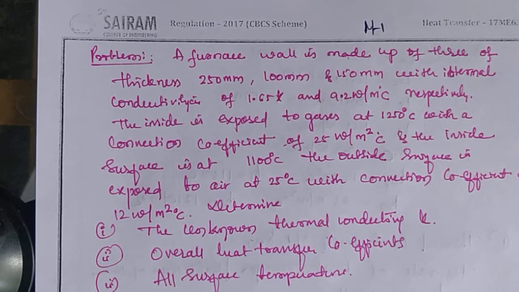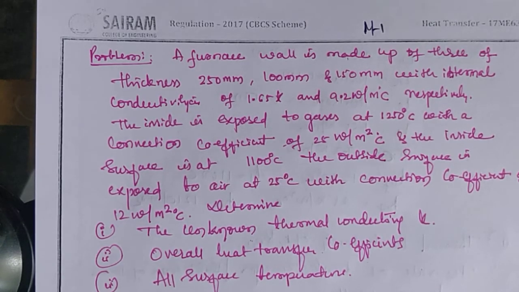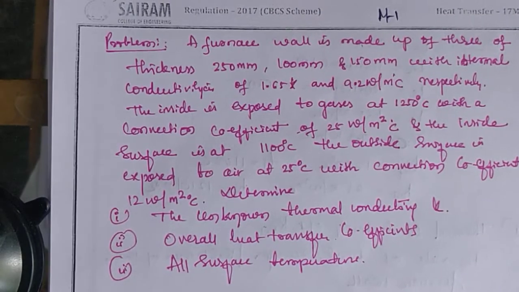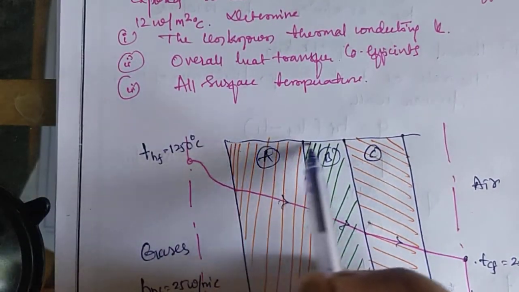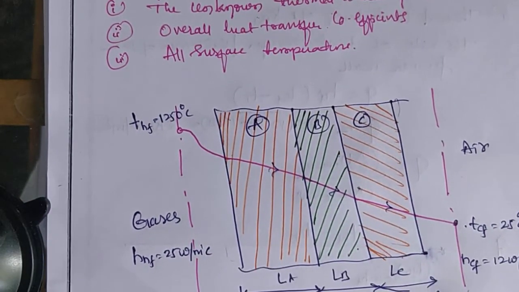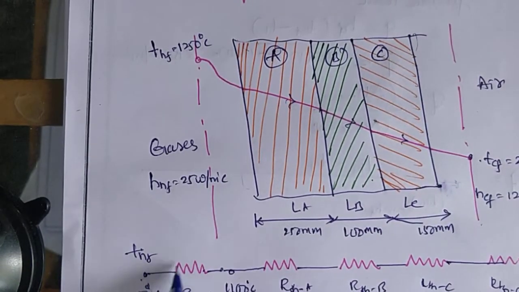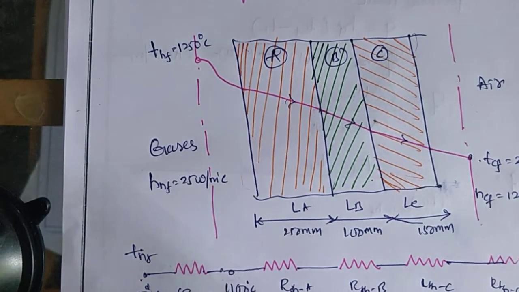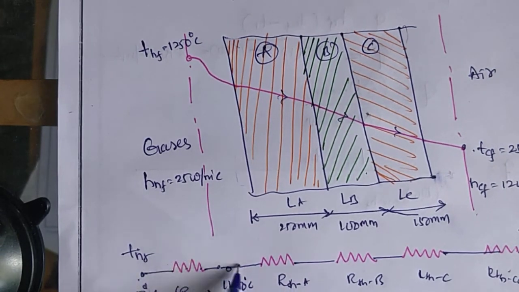So in this case, what we have to do is apply the composite wall concept. Here I have drawn a figure for analyzing the problem. So I have drawn this sketch for a clear understanding. Meanwhile, I have drawn the electrical analogy for this composite wall. Here it is showing the convection and conduction for both cases. It is showing the thermal resistances and various temperature points.